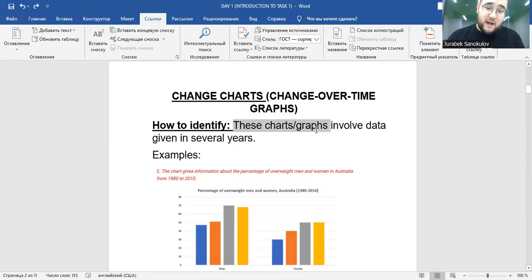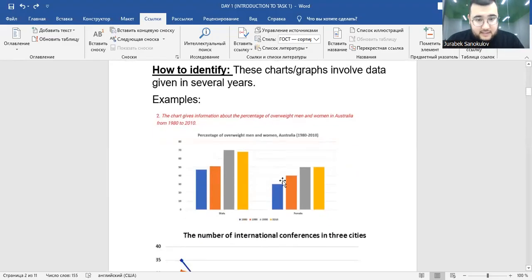These charts or graphs involve data given in several different years. So I repeat, if you see several different years, it doesn't matter if it's a pie chart, if it's a line graph, if it's a what else? Bar chart. Yeah, if it's a table, doesn't really matter. If you see several different years, then it's a chain chart. So let's look at the examples.